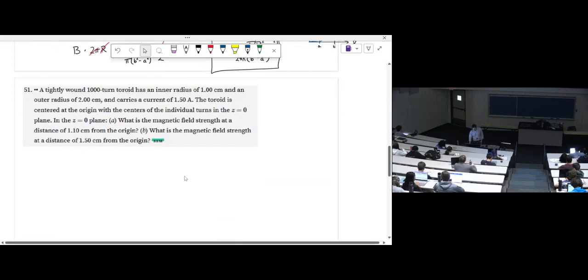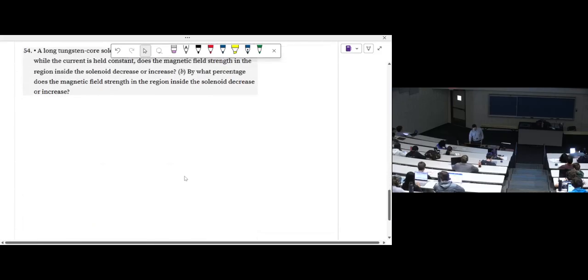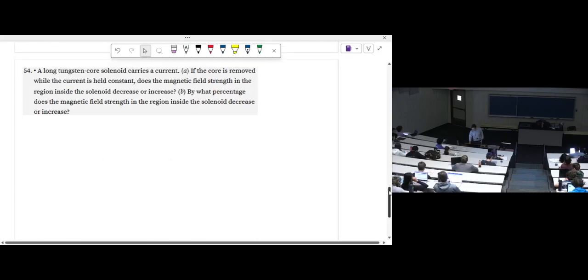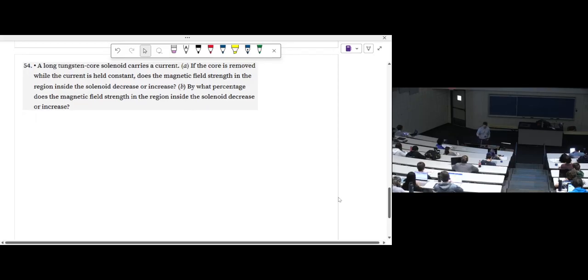Okay, let's see here. Last one, and then we'll jump to the slides that I wanted to start with today, but we were further behind than I thought we were. A long tungsten core solenoid carries a current. If the core is removed while the current is held constant, does the magnetic field strength in the region inside the solenoid decrease or increase? And by what percentage does the magnetic field strength in the region outside the solenoid decrease or increase?